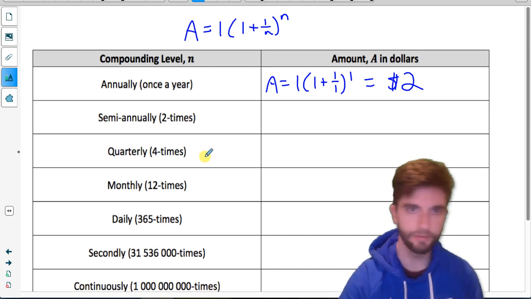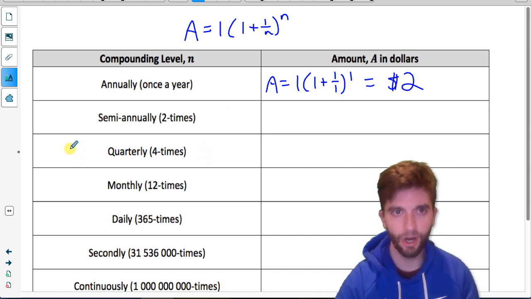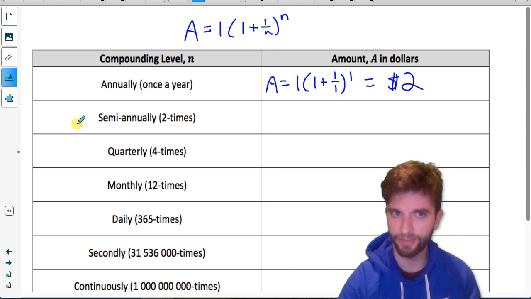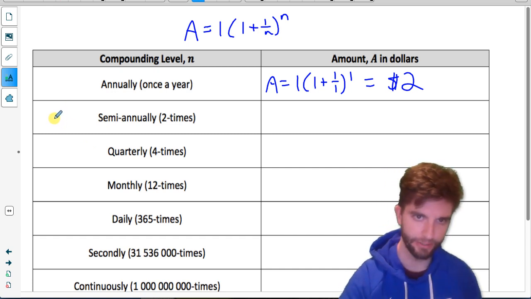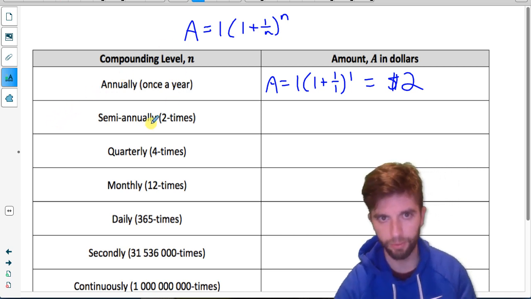It's doubled. Great. But what if I was able to compound that same interest rate, that same 100% interest rate, compound it semi-annually? So instead of getting 100% interest once a year, we'll get half of that amount, so 50% interest, twice a year. So plug in 2 in for n, and that formula will calculate what I just said.